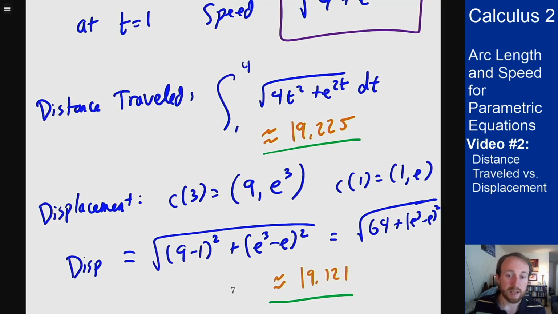That's the idea of these two topics and how you compare them. The important thing is that distance traveled is just adding up the speed. It's going to count all of my steps, whether they go left or right or double back. Whereas displacement only cares about the start and end points, and finding the length between those two points tells me how far I have net traveled over this time interval.